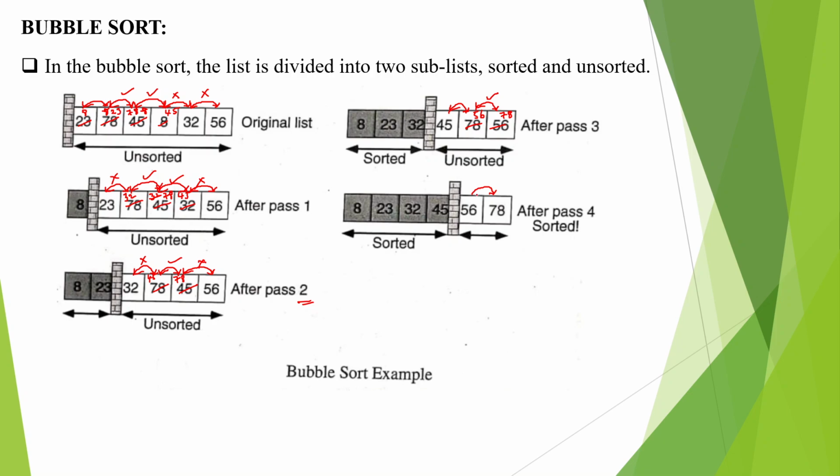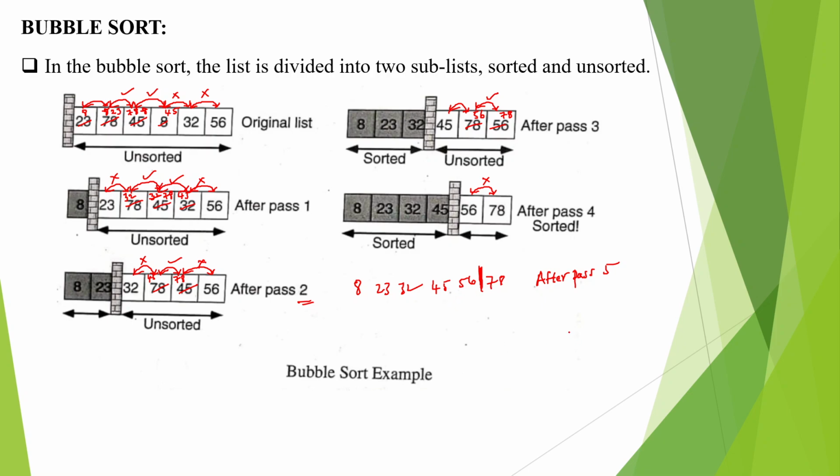Once again, you perform the comparison between 56 and 78. 56 is smaller, already on the left side, no need for any swapping. So now this is after 4 passes. We need to write the 5th pass also. Okay, after pass 5, what will happen? 8, 23, 32, 45, 56, 78, and your imaginary wall will come here. Okay, likewise we need to perform the sorting.